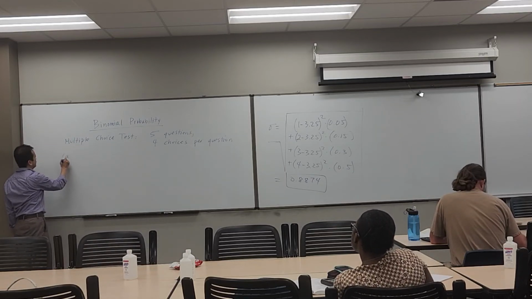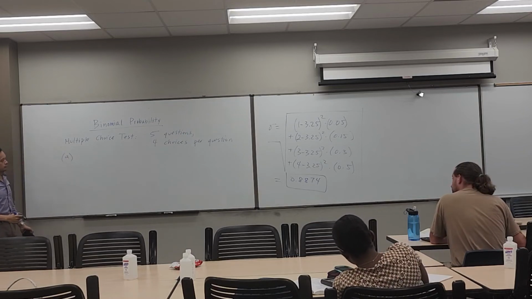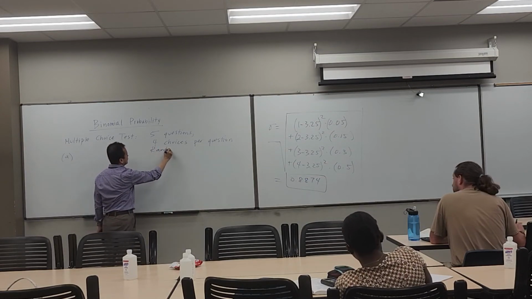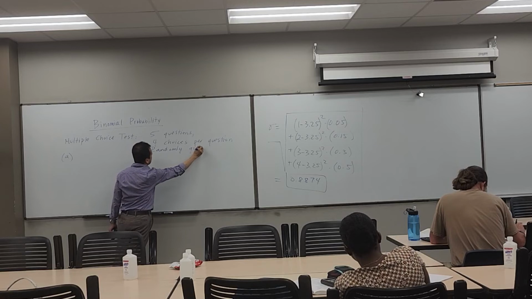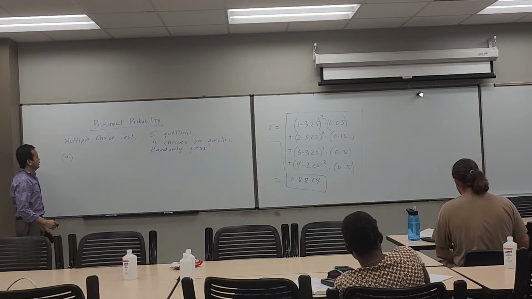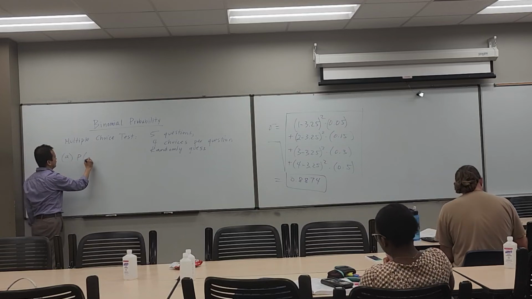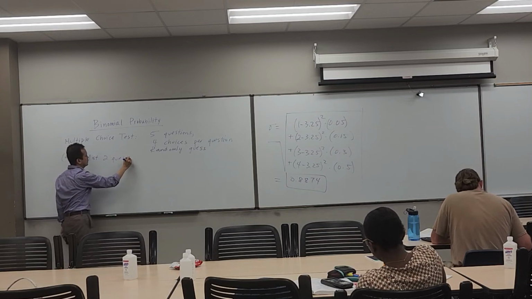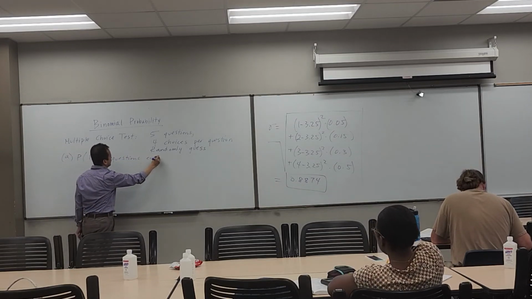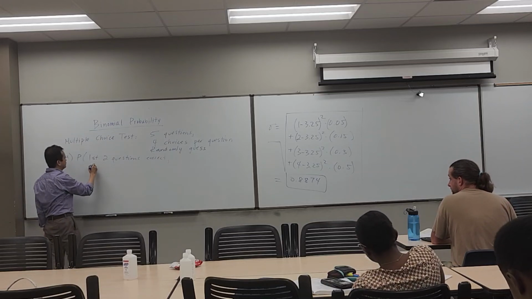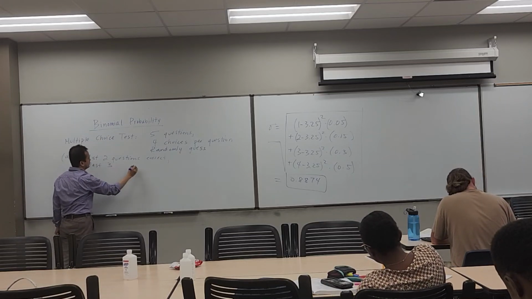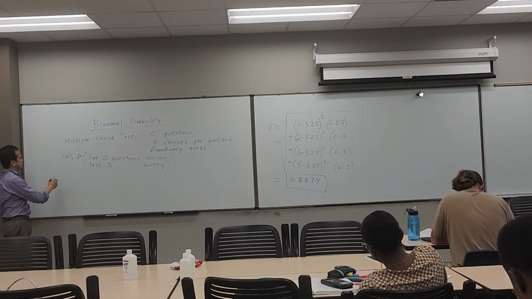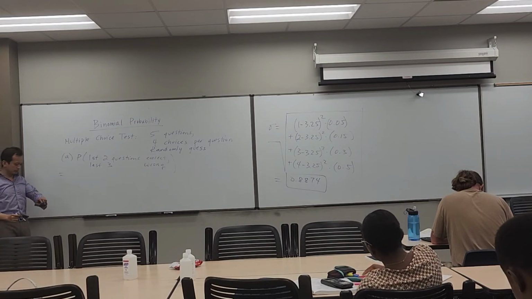So the first related question is, if you were to randomly guess on all 5 questions, then what's the probability that you'll get the first 2 questions correct and the last 3 questions wrong? So this should be review.